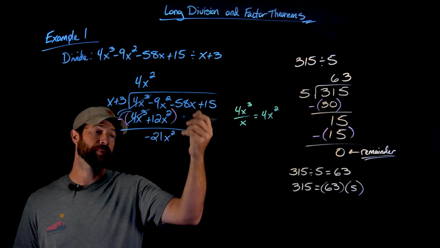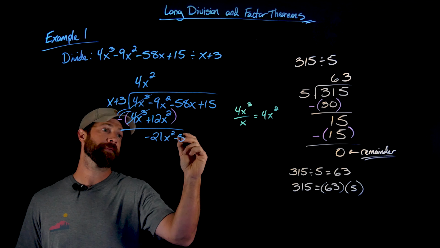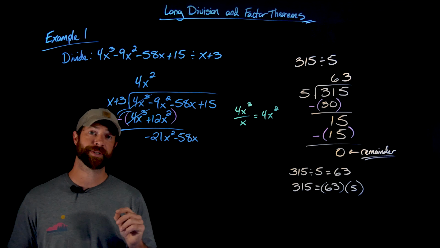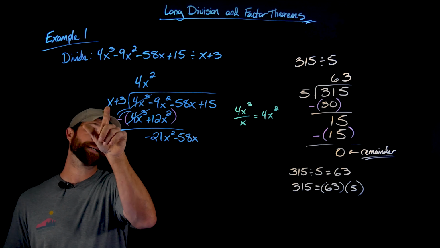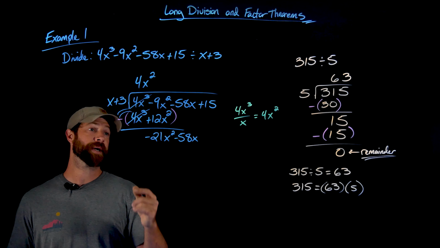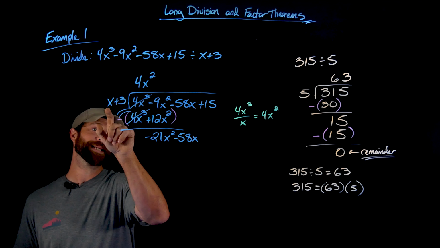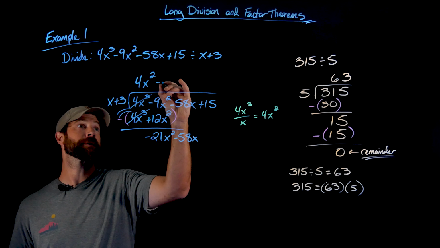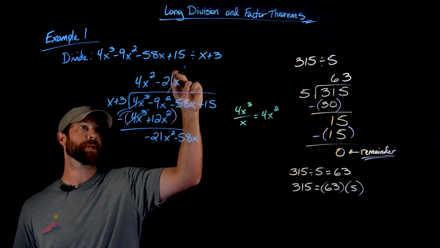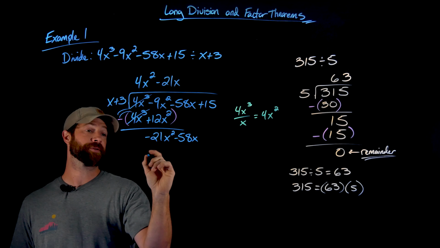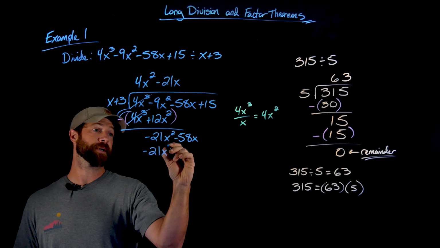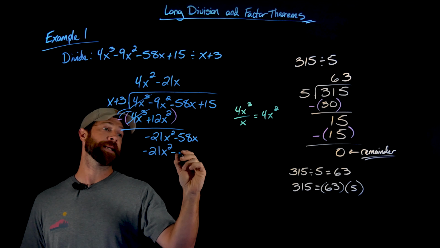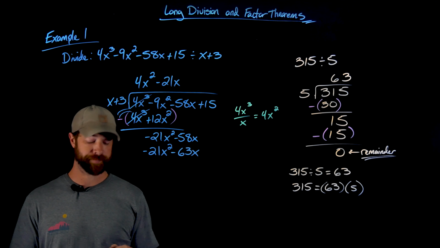The next step then is to bring down my next term. So I have negative 58x. And I repeat exactly the same process. The question I'm asking now is, how many times does x go into negative 21x squared? Again, I'm thinking what times the x results in exactly this right here. And that would be negative 21x. Negative 21x times x is negative 21x squared, exactly what I'm looking for. Negative 21x times a positive 3 would be a negative 63x.